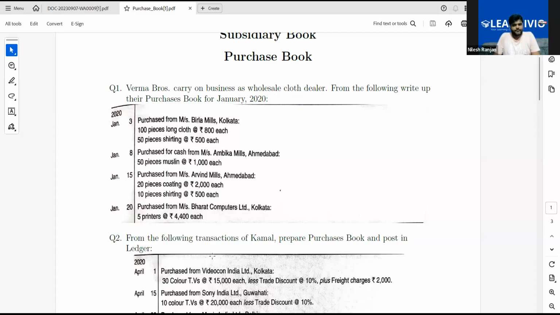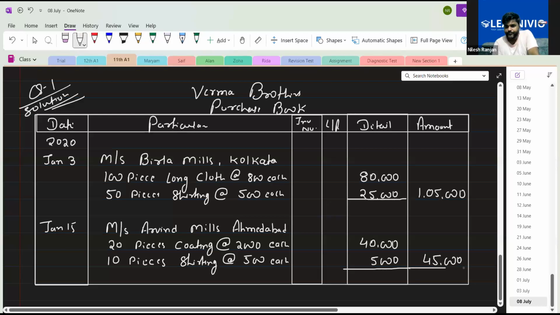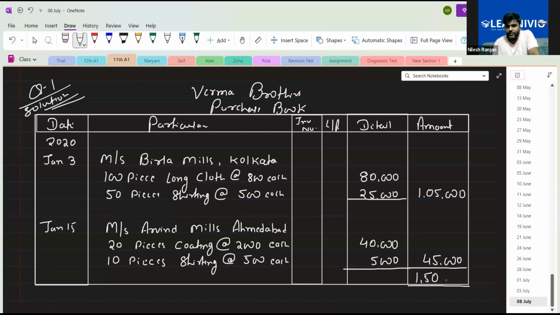Is that clear? Yes. Okay, so the Jan 8 transaction is not recorded because it is a cash transaction. The January 20 transaction is not recorded because it is purchase of an asset. So only two purchases will be recorded. The final amount will be 1,50,000. Is this clear? Yes. Please write this.